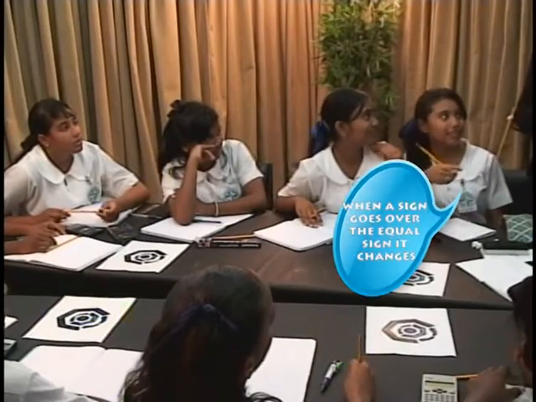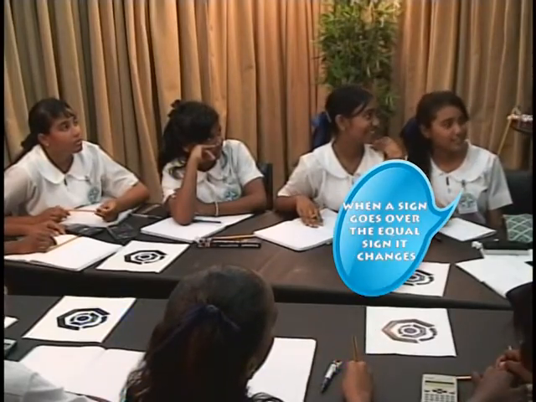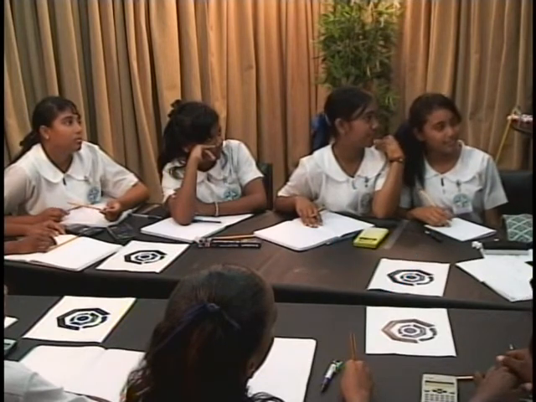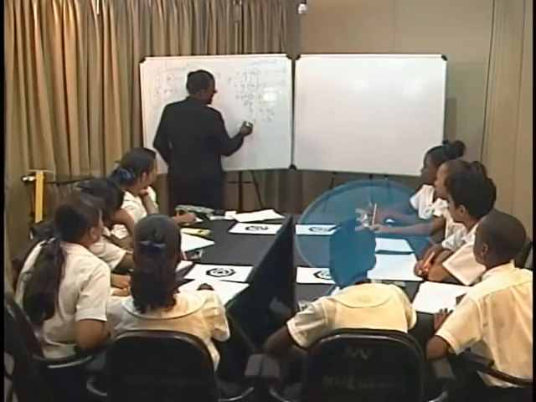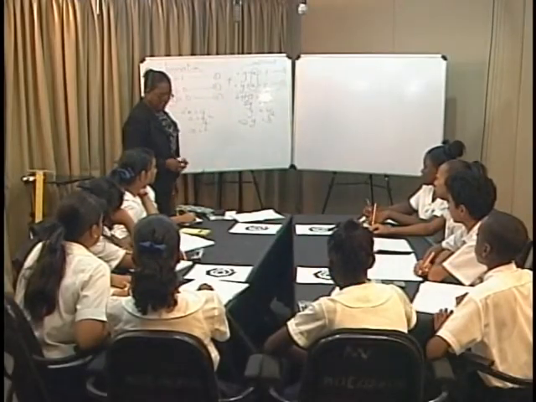Why do we divide? Because when the sign goes over the equal sign, it changes. So we use the inverse of the operation, and the inverse of multiplication is division. How many 2's are there in 6? 3. 3 2's. This implies that y has a value of 3.